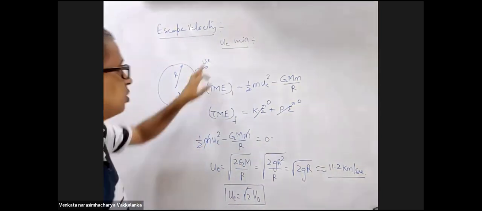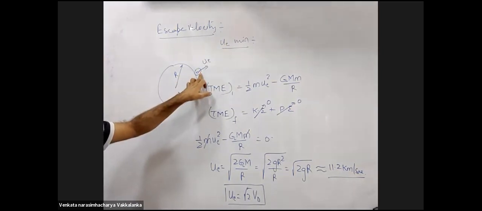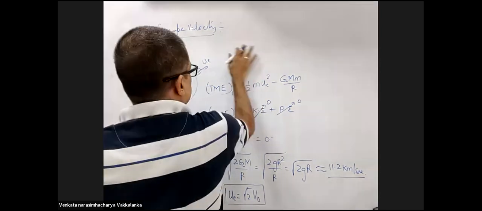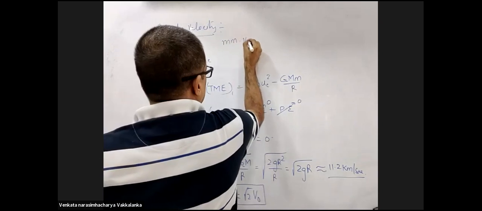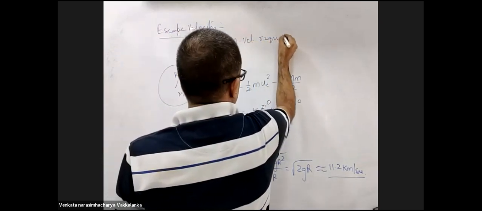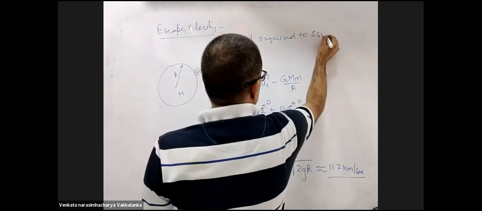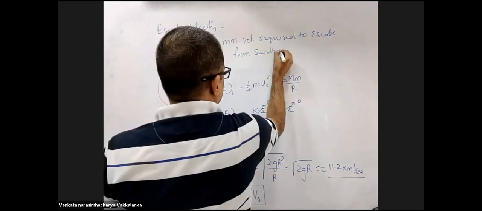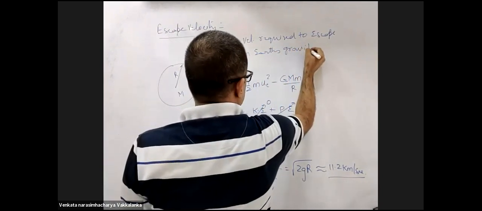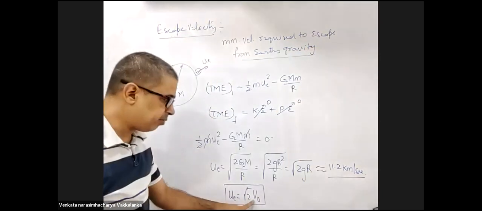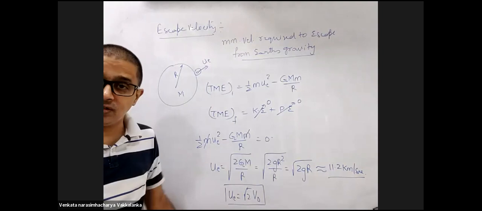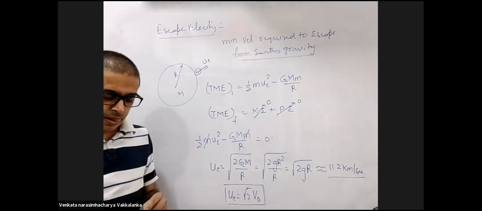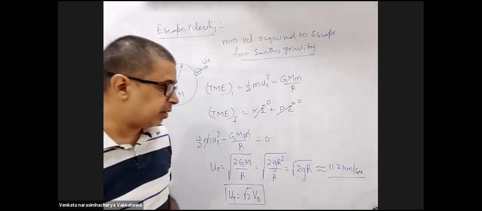How do you define escape velocity? Minimum velocity required for the particle to escape from Earth's gravity is defined as escape velocity. It will be root 2 times orbital velocity. Right?